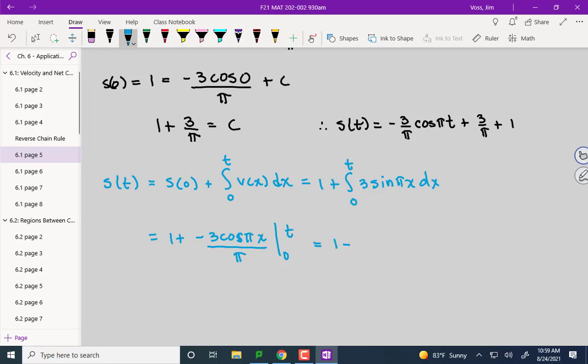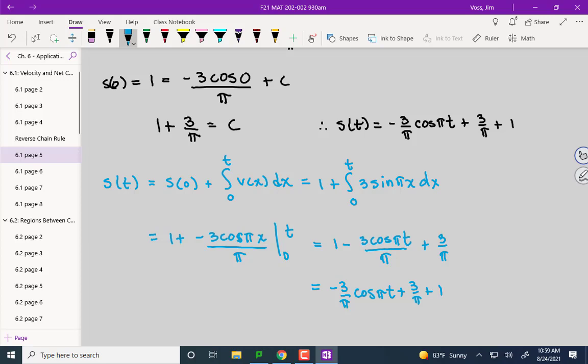Plugging in the t first, we get 1 minus 3 cosine of pi t over pi. And now we're subtracting off a negative, so we're adding whatever the value of this is at 0. Cosine of 0 is 1, so we're going to get plus 3 over pi. And sure enough, we have the exact same answer. We better have the same answer. So those match. So both methods work, obviously.